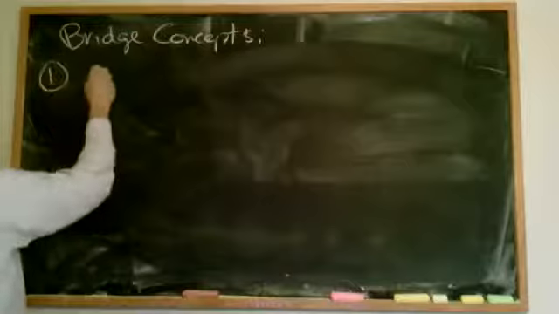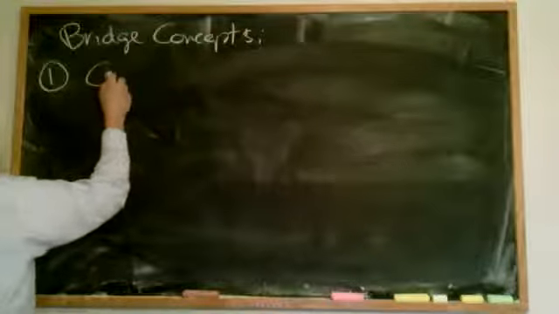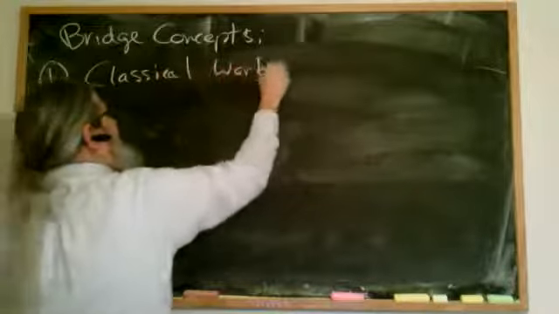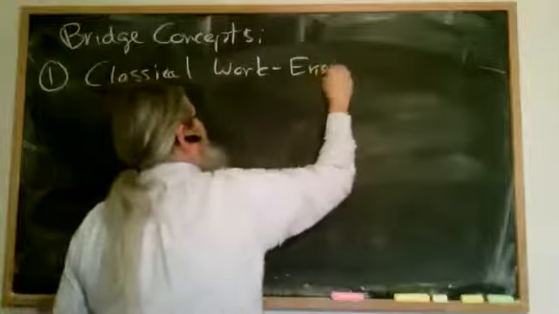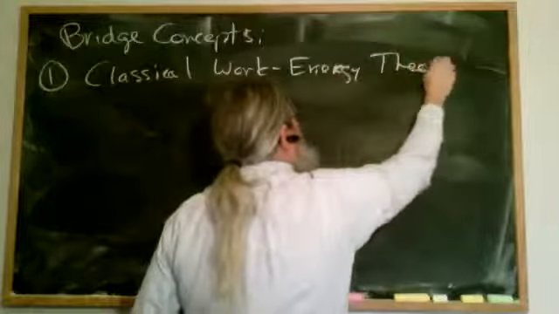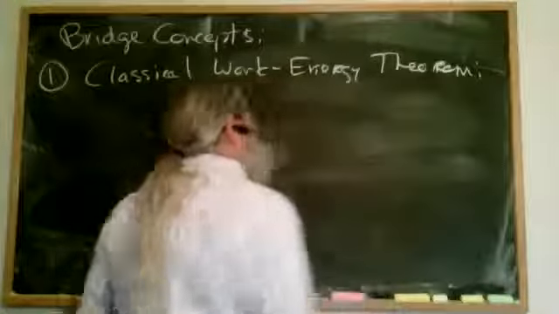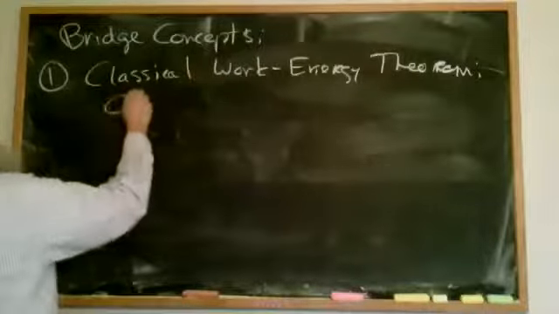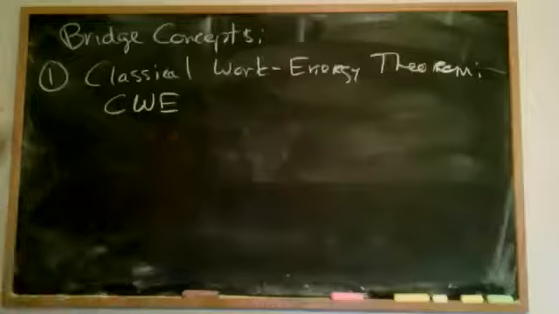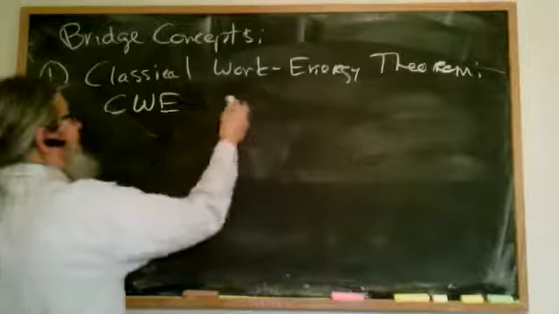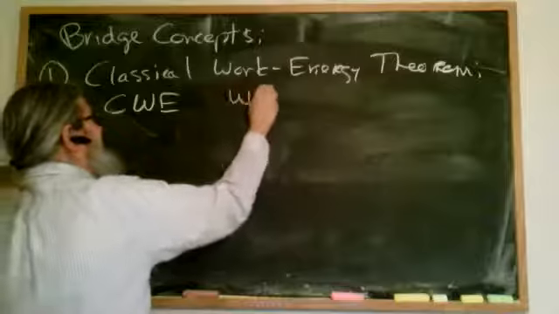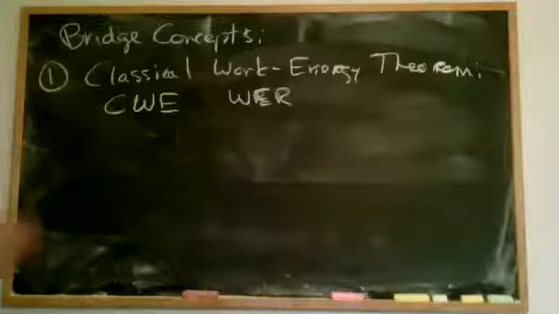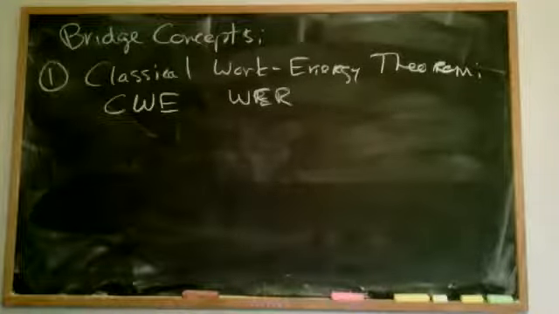So the first bridge concept, just to write it down, is what I call the classical work energy theorem. By the way, depending on your favorite textbook, there's ten different ways that people name this thing. I will usually call it the classical work energy theorem, so just CWE. Sometimes it'll just be the work energy relation, WER. Sometimes it's just called the work energy equation. People call it all kinds of things, but that's what it is.